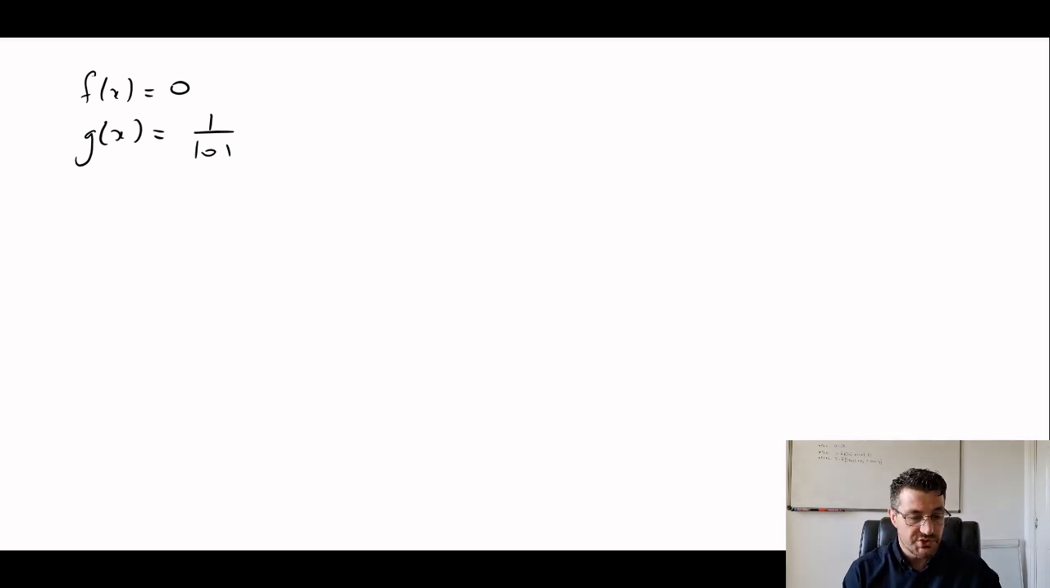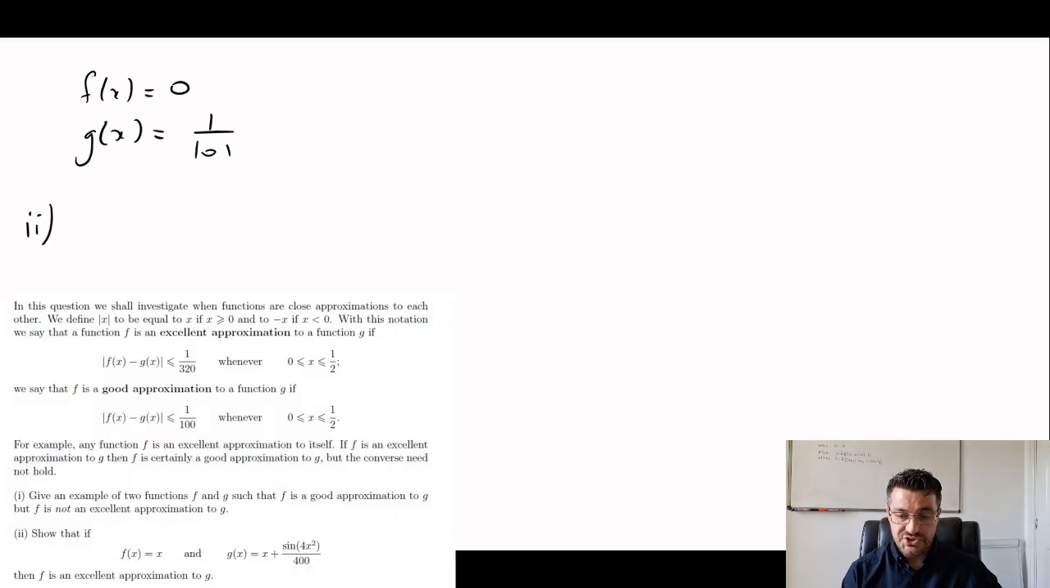You choose what you want to do, but you're really just demonstrating that you've grasped the definitions. So no difficulties there. Part 2. Show that if f of x equals x and g of x equals x plus sine 4x squared over 400, then f is an excellent approximation to g. Okay, so let's start out then.